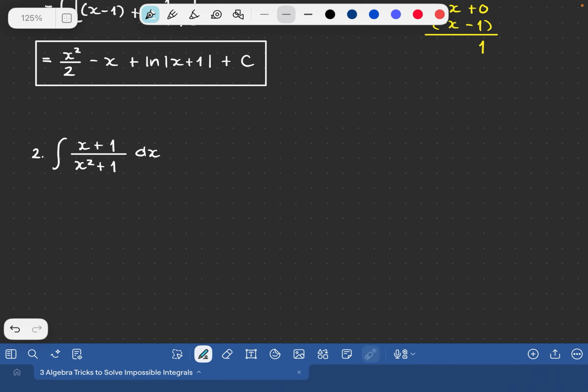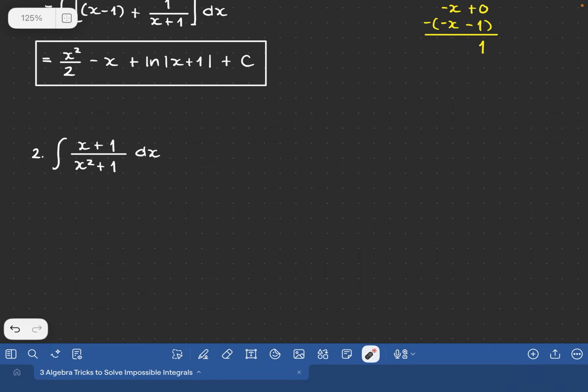Okay, for this next one, our goal is to anti-differentiate this integrand, x plus 1 all over quantity x squared plus 1. To do this, clearly we can't use the trick that we used in level 1 of long division, since the degree of the denominator is much higher than the numerator. So we'll try to substitute here.